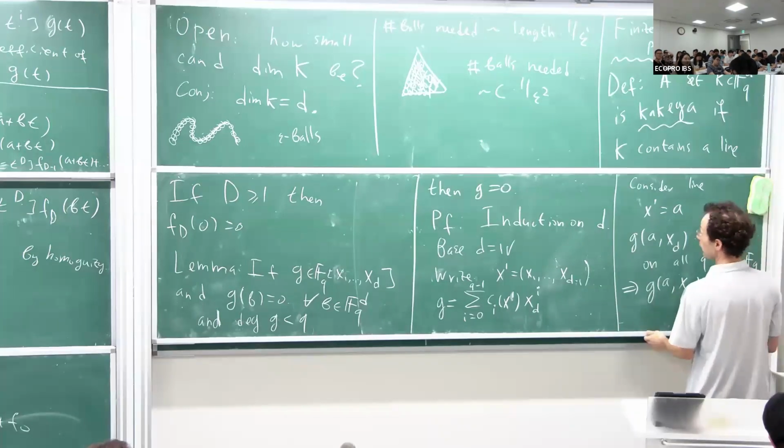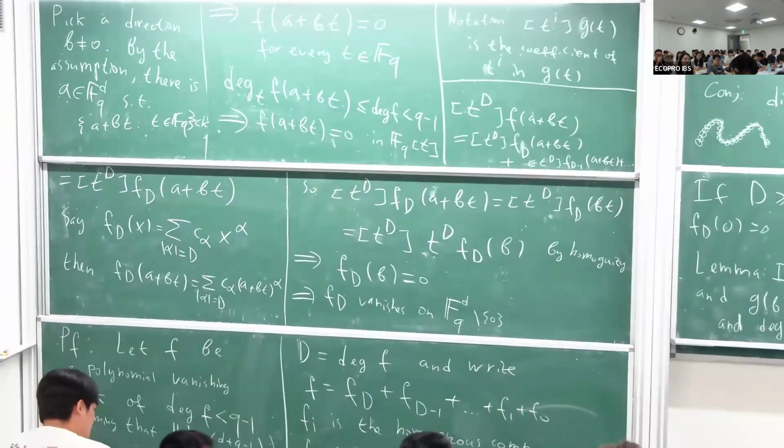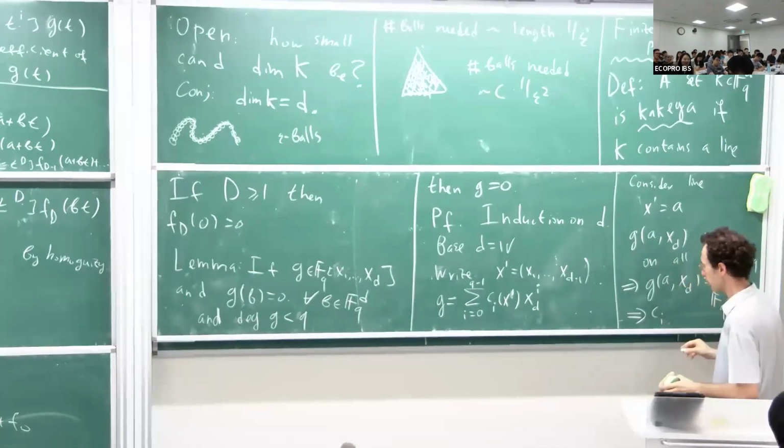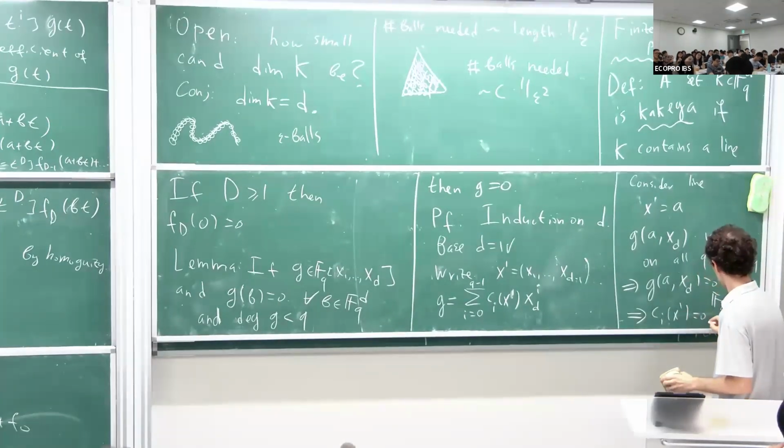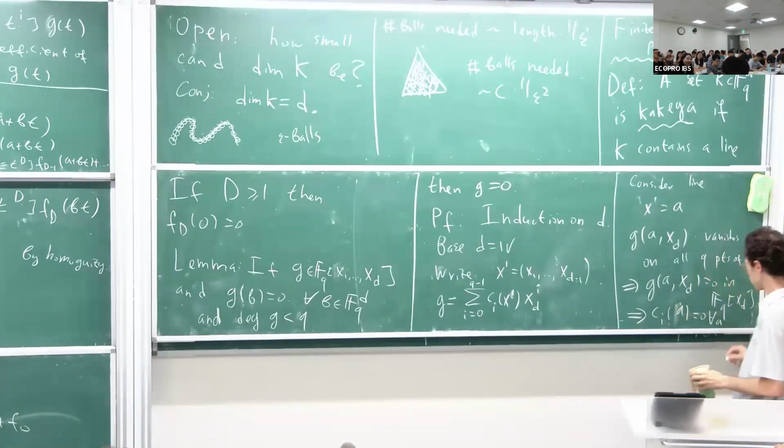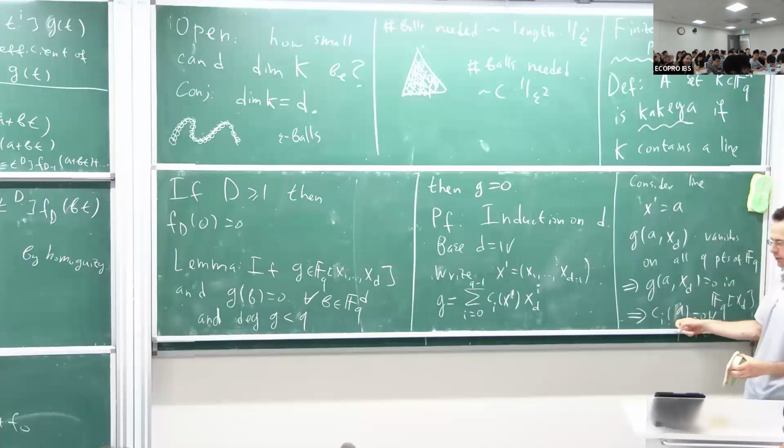Now this happens for every value of a. So that means that c_i of a is 0 for all a. And now we're going to induct, because c_i is a polynomial in d minus 1 variables.